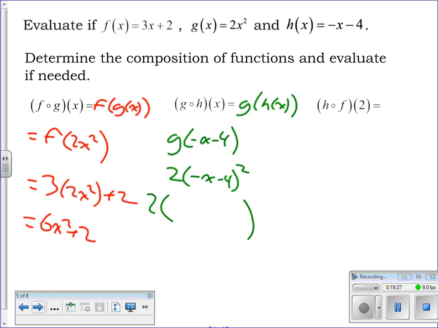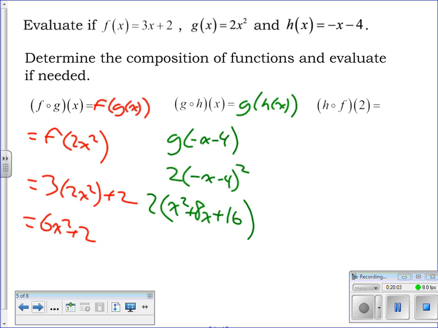Square the first term. If I take negative x and square it, I get positive x squared, because a negative times a negative is a positive. Multiply the two terms. Negative 4 times negative x is positive 4x. Double it to get the middle term, plus 8x. And then square the last term. Negative 4 squared is positive 16.